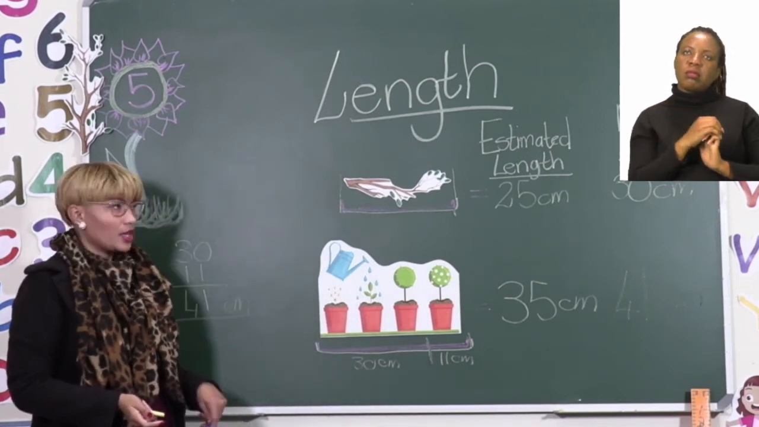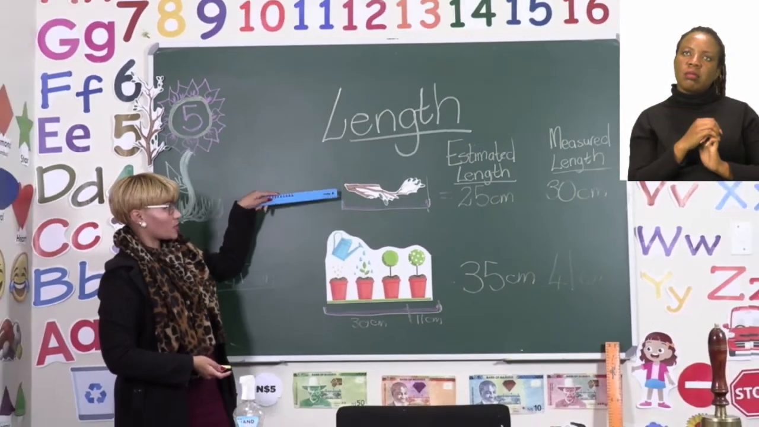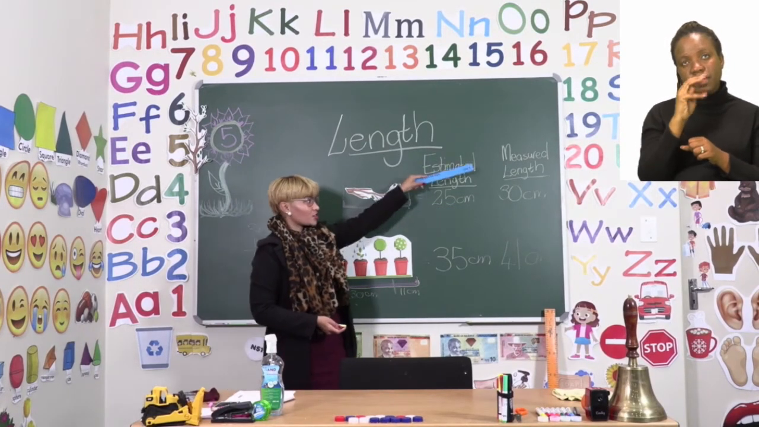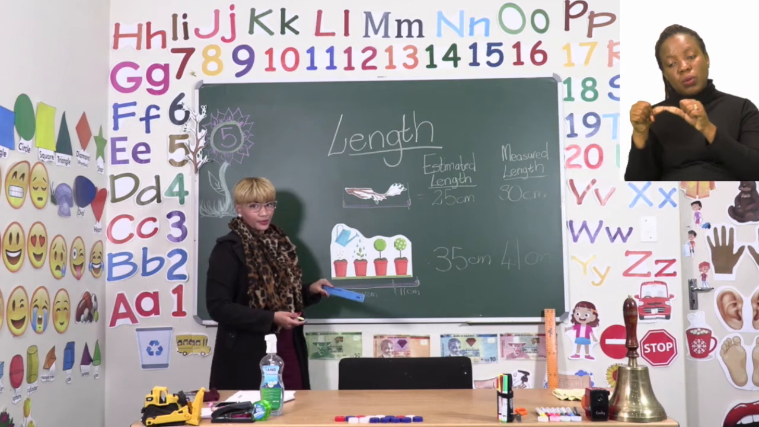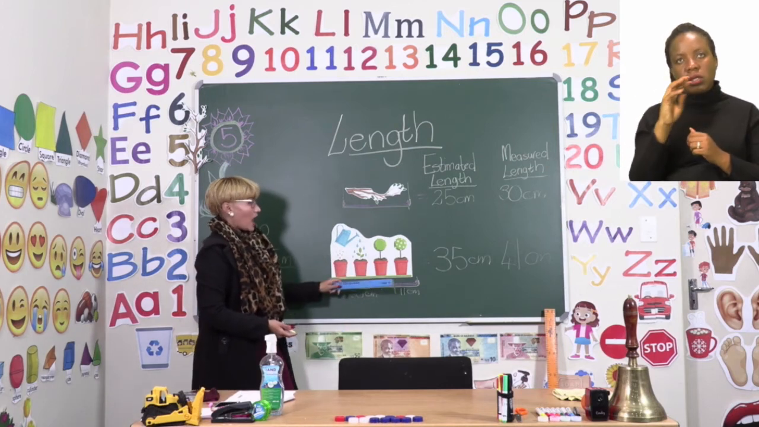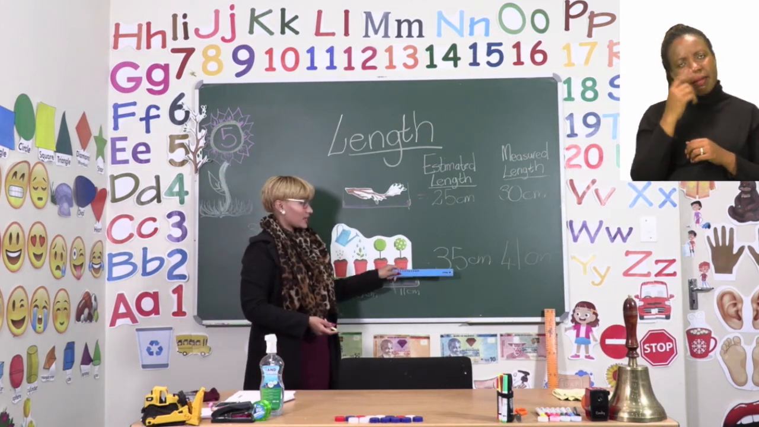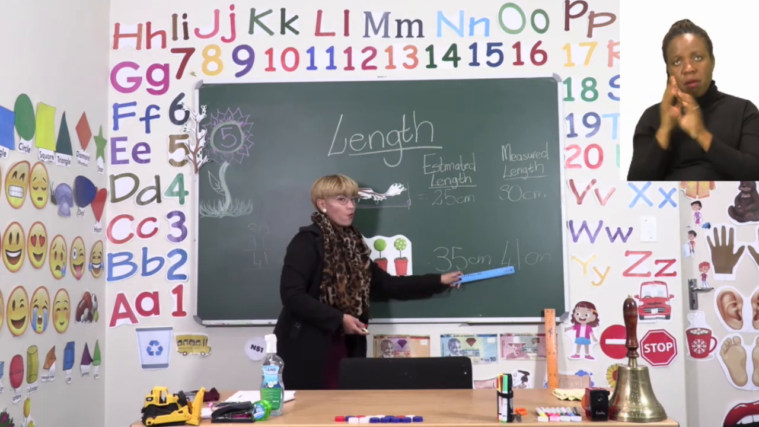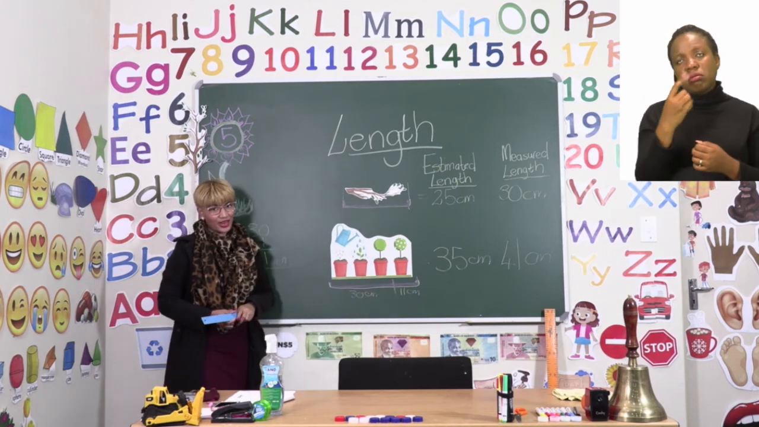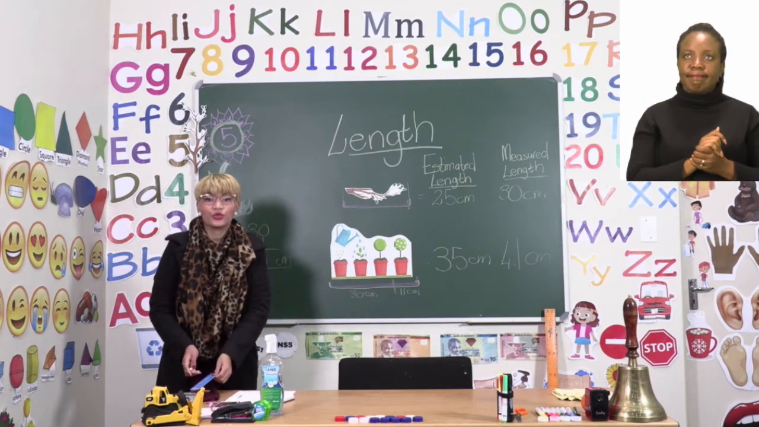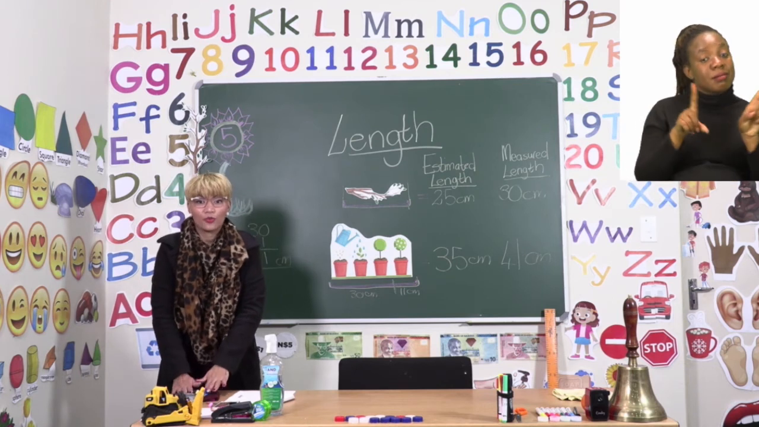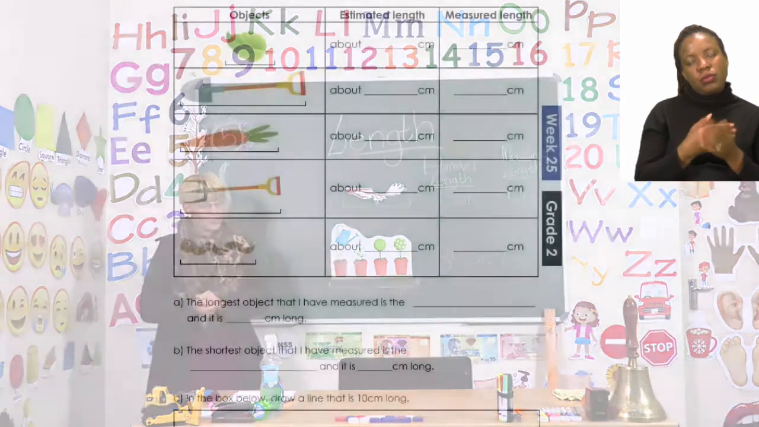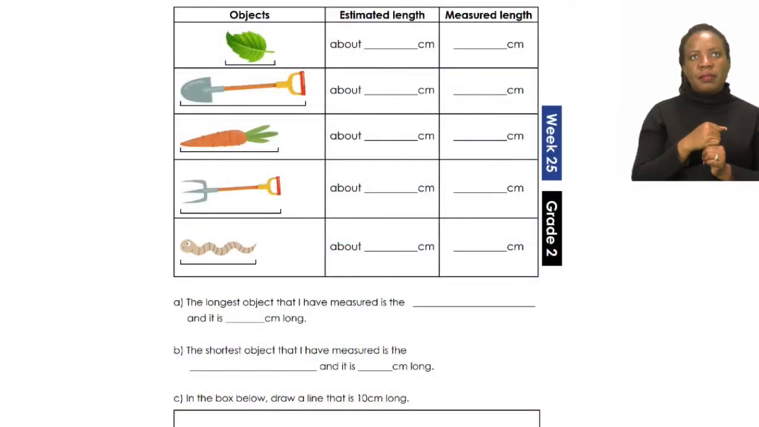Okay, so one more time, for the first object, I estimated 25 centimeters, but I measured 30 centimeters. For my second object, I estimated 35 centimeters, but I measured 41 centimeters. Right, now you have to do the same with all the other objects on page 5. Let's quickly turn our booklets back to page 5 and look at the rest of the questions below.